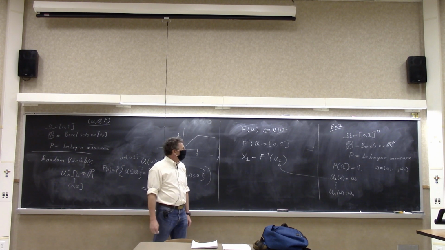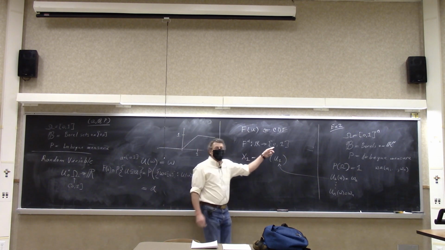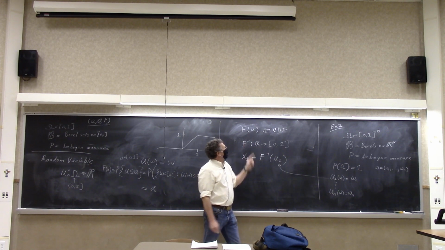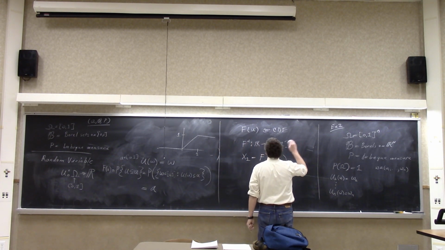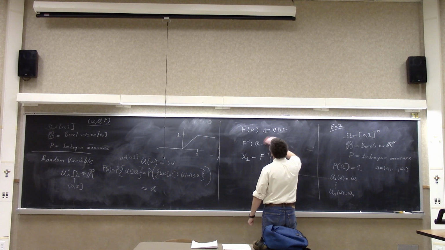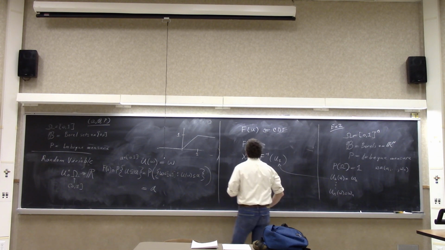Excuse me? Should it be mapping from 0 to 1 to R for F inverse? I'm sorry, say that a little bit louder because it's a little hard to hear. This one, right? No, because this is the inverse. F, oh, yes, you're right. It is correct. You're right, and I'm wrong. Thank you.